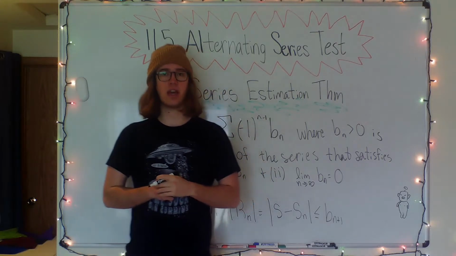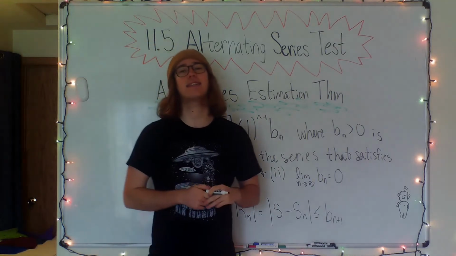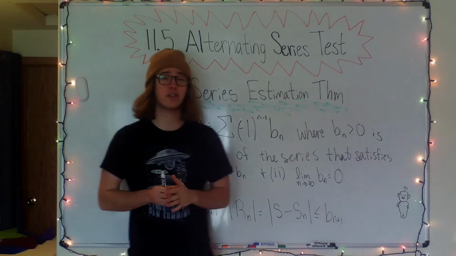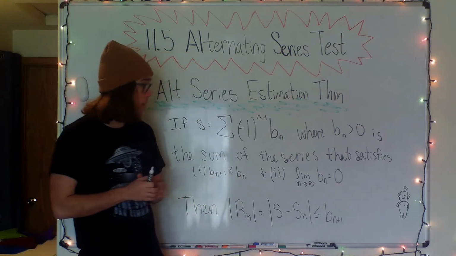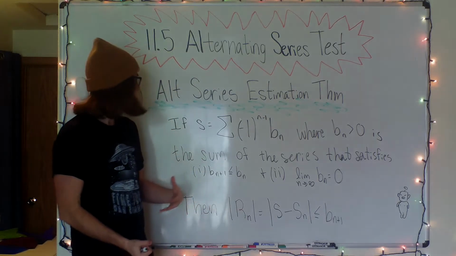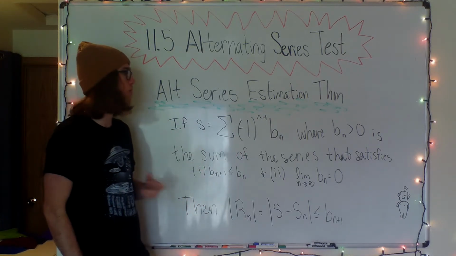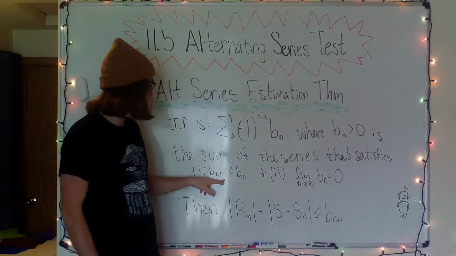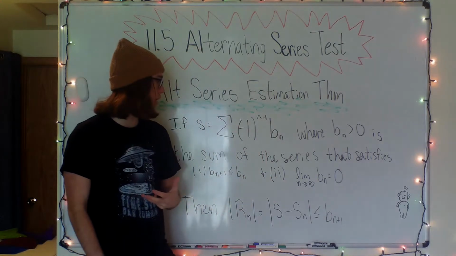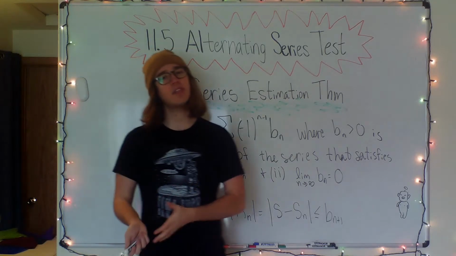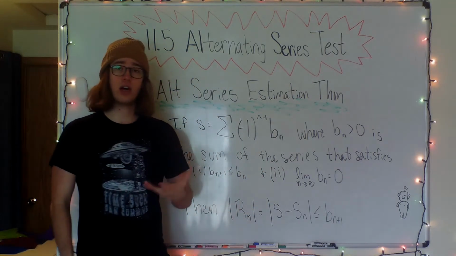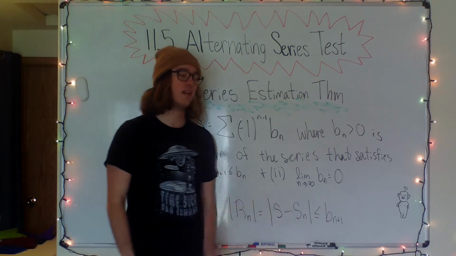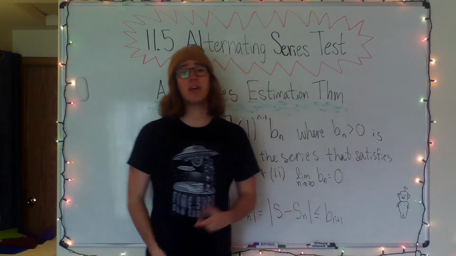Now, the last theorem for today is the alternating series estimation theorem, and it states if S is equal to the sum from 1 to n of negative 1 to the n minus 1 times b sub n, where b sub n is greater than 0, is the sum of the series that satisfies conditions 1 and 2 from the previous theorem, b sub n plus 1 is less than or equal to b sub n for all n, and the limit as n approaches infinity of b sub n equals 0, then the remainder, R sub n, is equal to S minus S sub n, which is less than or equal to b sub n plus 1.